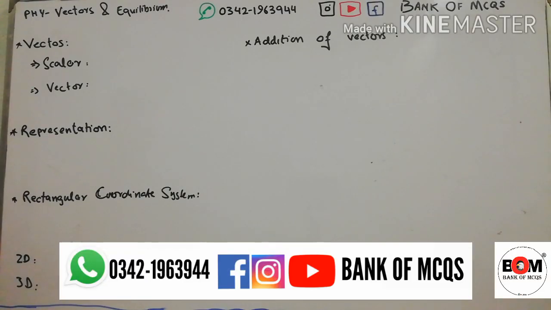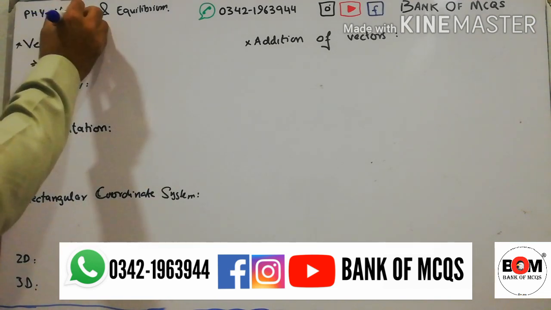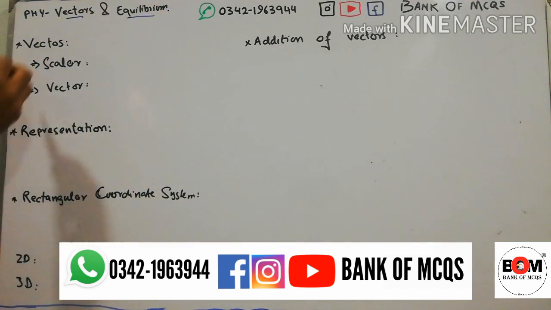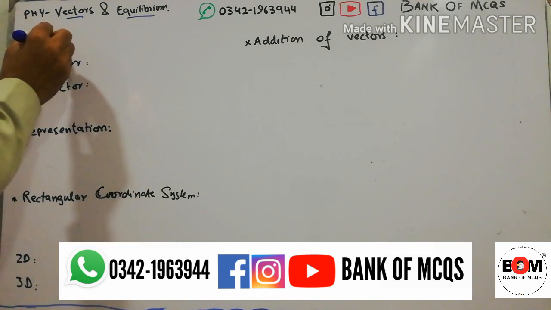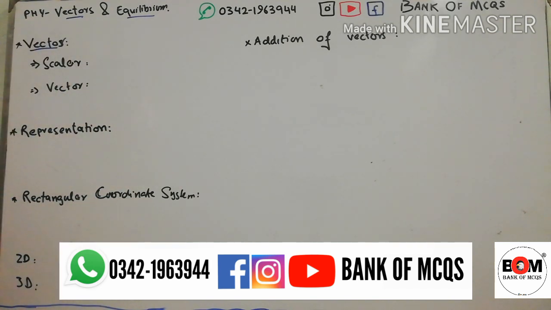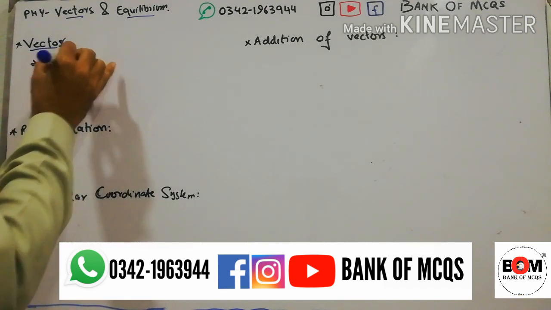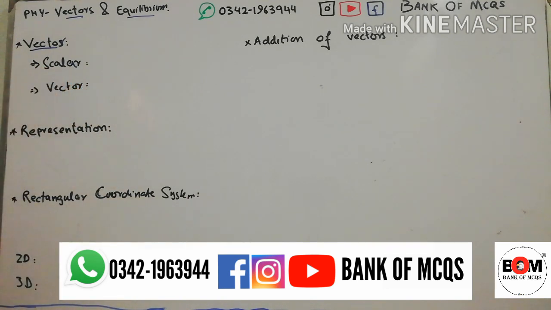We will discuss physics chapter number 2, that is vectors and equilibrium. So let's start with vector. To define vector, first we will define scalar and then we will define vector.